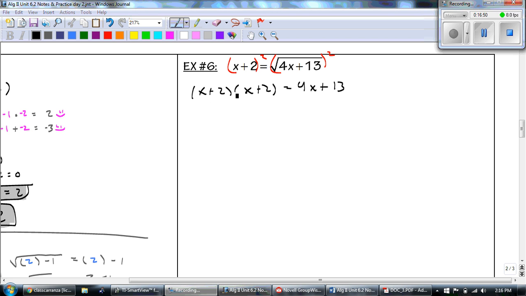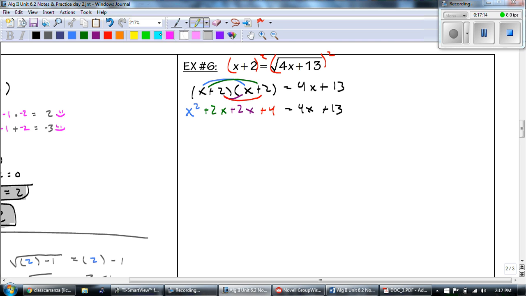Okay, so you should have gotten (x + 2)(x + 2) = 4x + 13. We haven't done this one before, so I'm going to distribute everything out. We get x squared plus 2x plus 2x, and then 2 times 2 is 4, equals 4x plus 13. We need to combine our like terms. So we get x squared plus 4x plus 4 equals 4x plus 13.